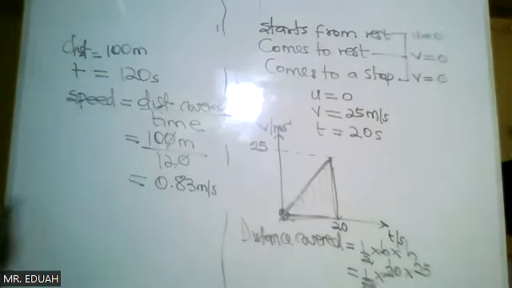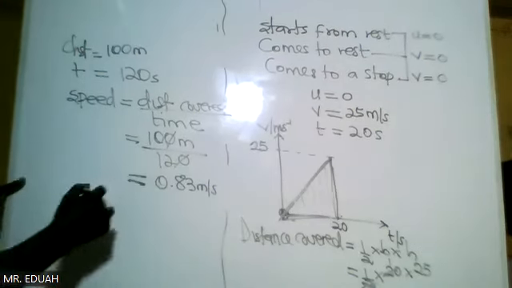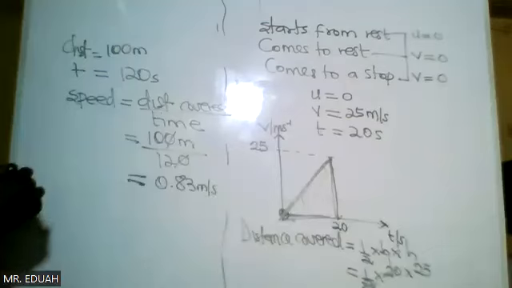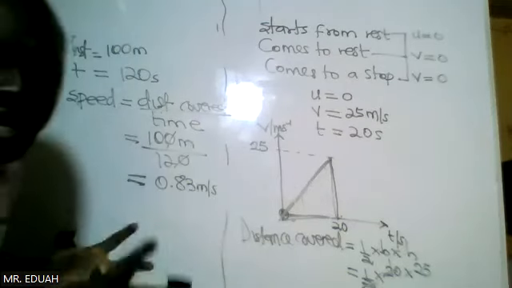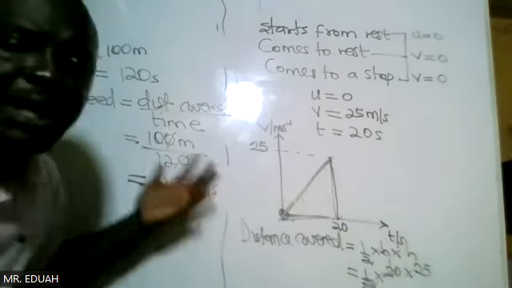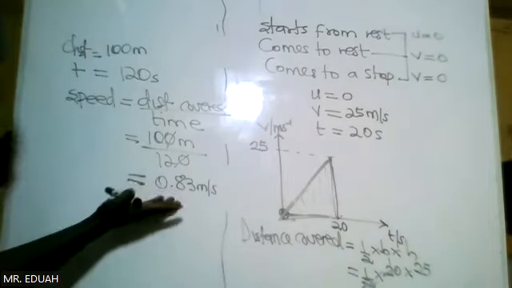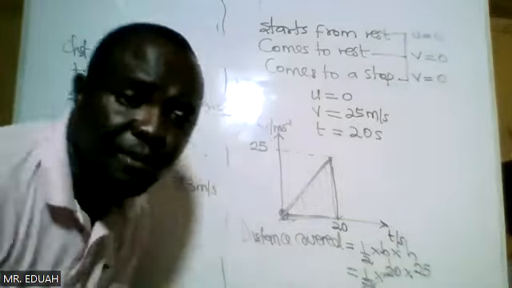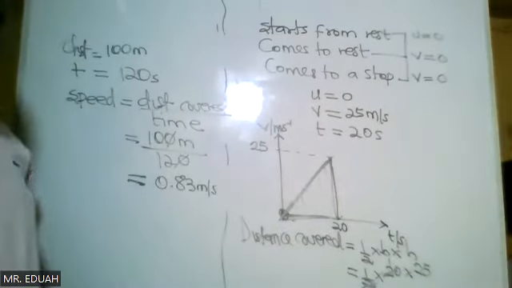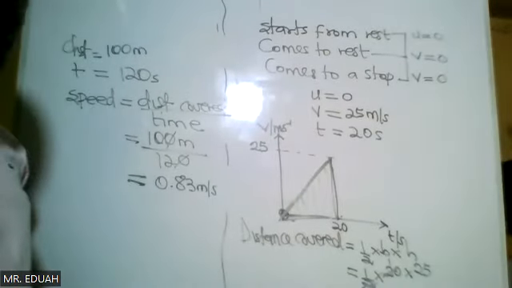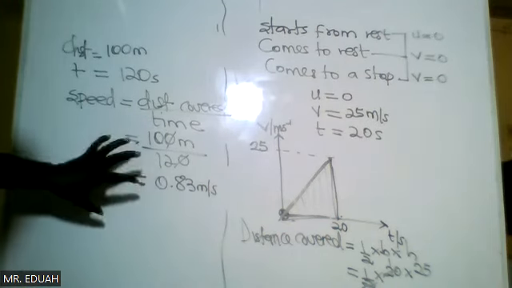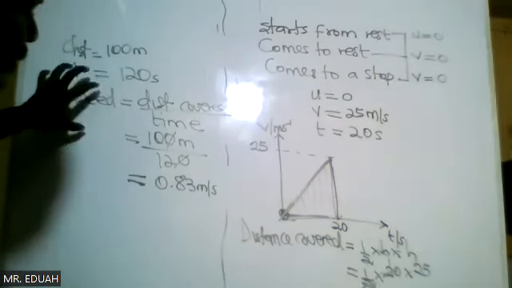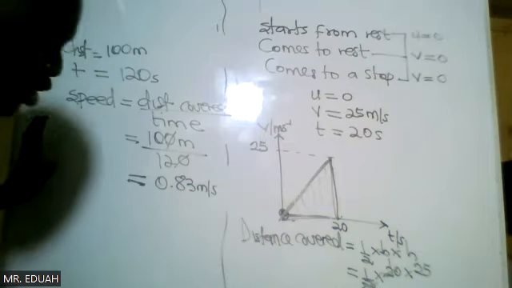So with this, we are looking at you starting the journey and ending with that constant speed. Your speed, which is 0.83 from start to finish, is the same, constant. So we can determine the speed when the speed is constant.